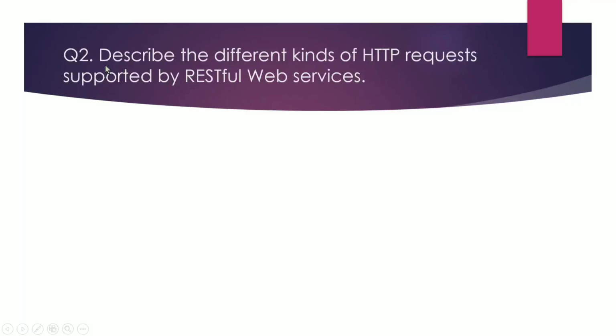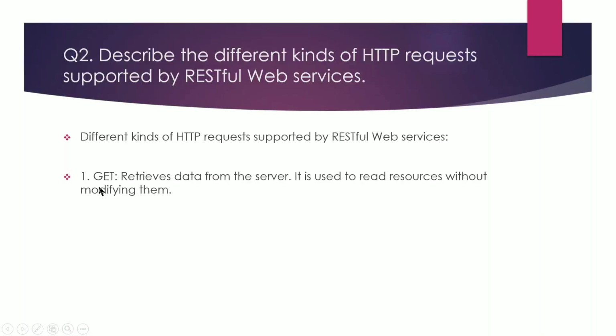The next question is, explain the different kinds of HTTP requests supported by RESTful web services. Again, if you are using APIs in your web dev, then you should know each and every kind of HTTP request supported. Now let's see what those kinds of requests are. The first one is the GET request. If you want to retrieve some data from the server, or load some resources from the server without modifying them, just asking the server to give you some data, then you will use this GET request.